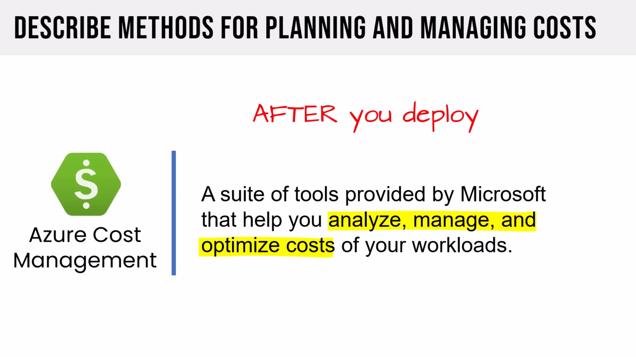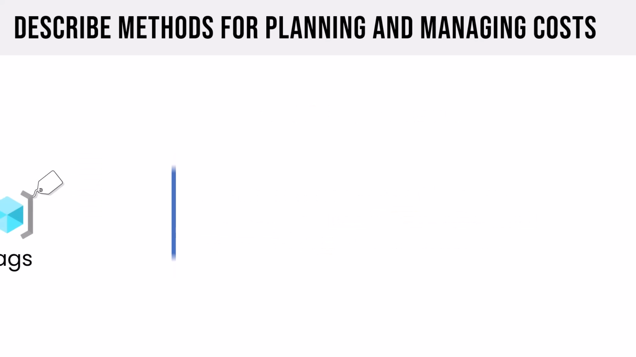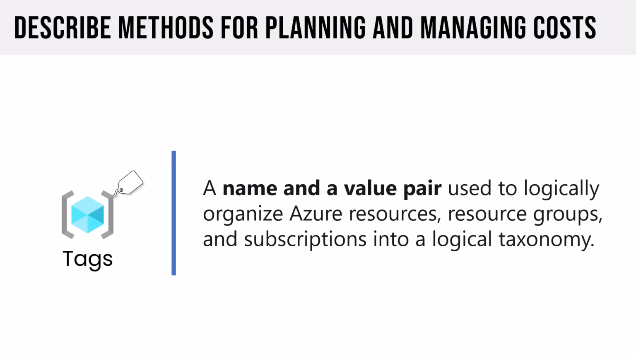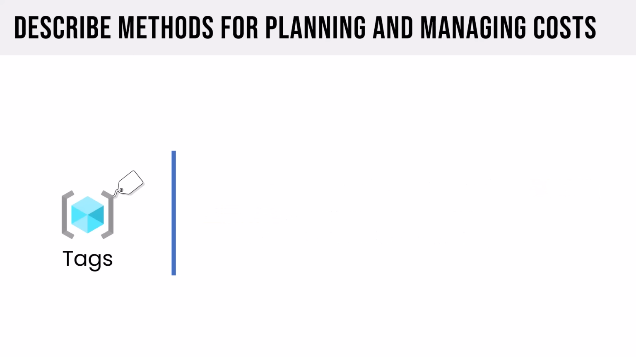And to wrap up section 3.1, let's talk about the function of Azure tags. A tag is a name and value pair used to logically organize Azure resources, resource groups, and subscriptions into a logical taxonomy. A taxonomy in this case is a way of classifying or grouping or sorting something.